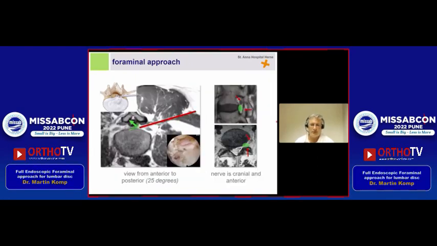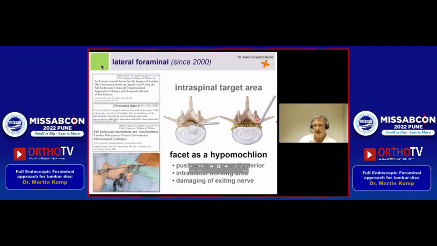When we're talking about the foraminal approach, we know we are working in the caudal part of the neuroforamen. The nerve is cranial and anterior. We are working with a 25-degree optical system, which means our intraoperative viewing is from anterior to posterior. For more than 20 years, we have been working with a lateral foraminal approach, because when using a posterolateral approach, the facet is a kind of fulcrum or hypomochlion which pushes the sleeve towards anterior and lateral. That means our working area changes into the disc and not the ventral epidural space, and we have a higher risk of damaging the exiting nerve.